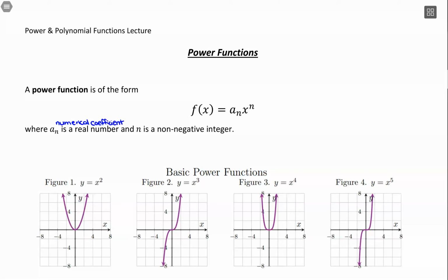And then our value n, which is our exponent, is a non-negative integer. So we won't see any negative exponents here, and we won't see any rational exponents like 1/2 to make it a radical function. So with that, we'll have non-negative integers. So we're going to see values for n that are more than or equal to 0 and are a whole number.